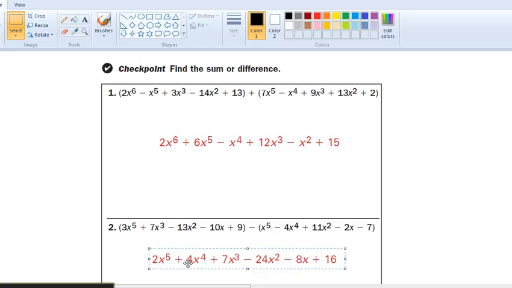And this one goes like this, 2x to the fifth. All right, there you go for the answer for number 2. And check your answer on that one, please.